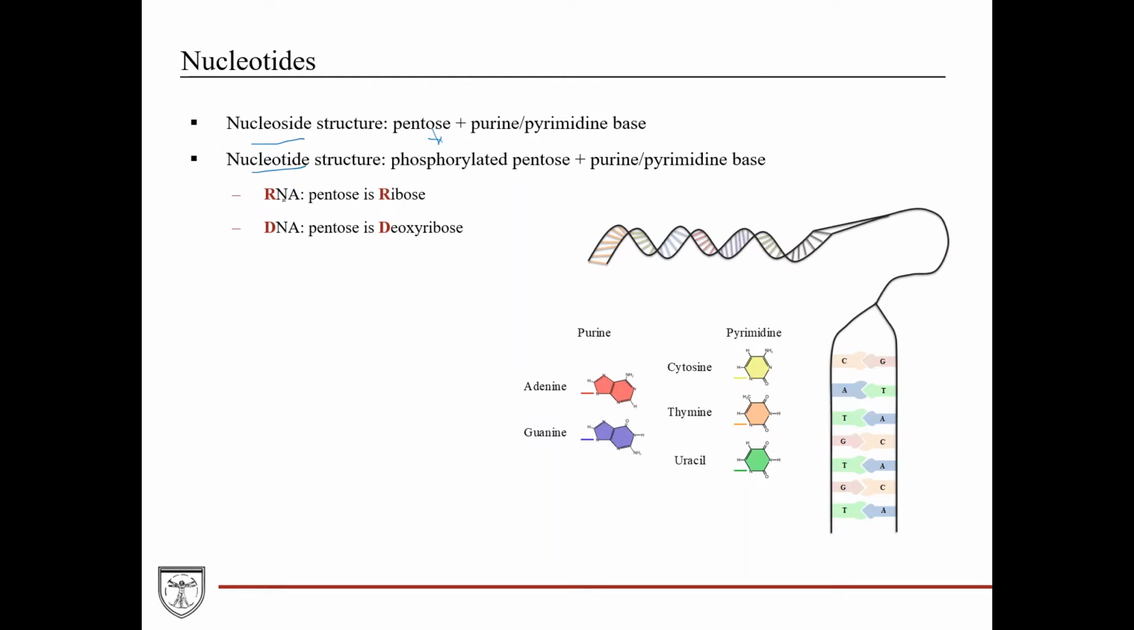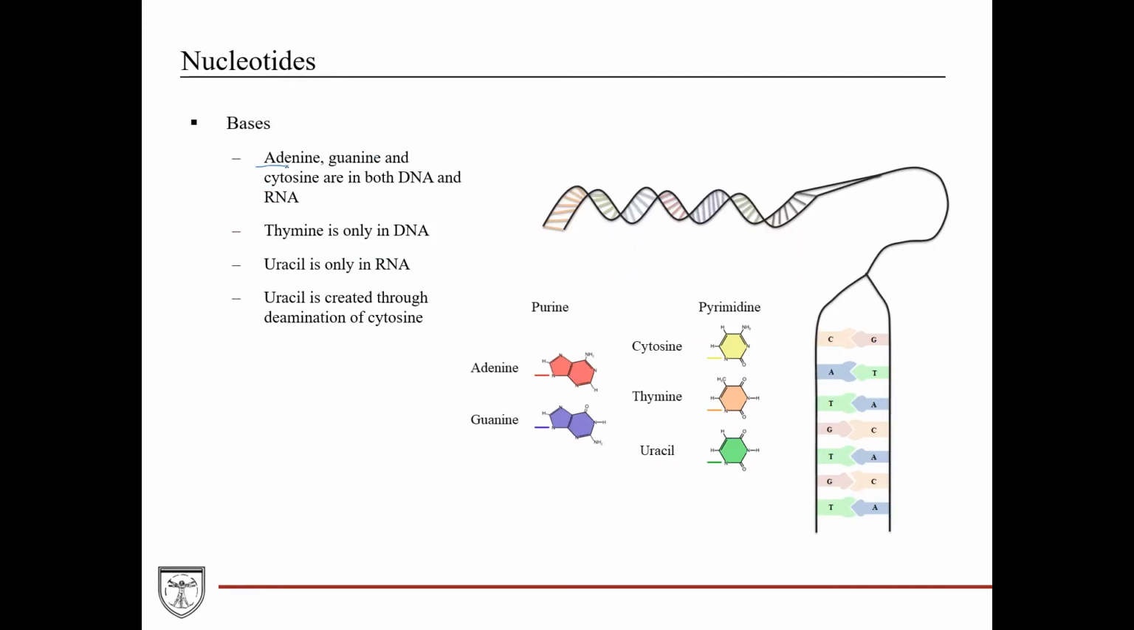Now the difference between RNA and DNA is that the pentose in RNA is a ribose, so R and R, and then the pentose in DNA is a deoxyribose, so D and D. So the bases, you have adenine, guanine, and cytosine, which are in both DNA and RNA. So these guys right here. Then you have thymine, which is here, which is only in DNA. And then lastly, you have uracil, which is only in RNA.